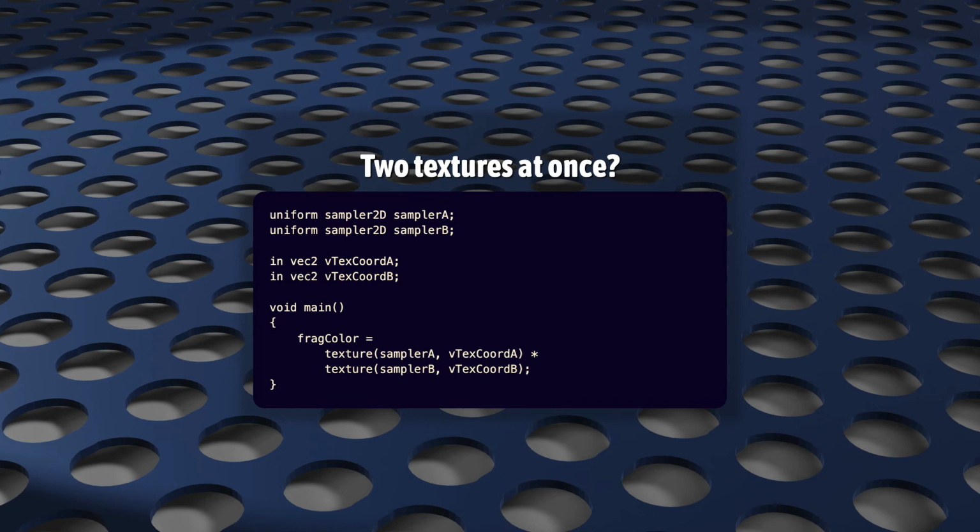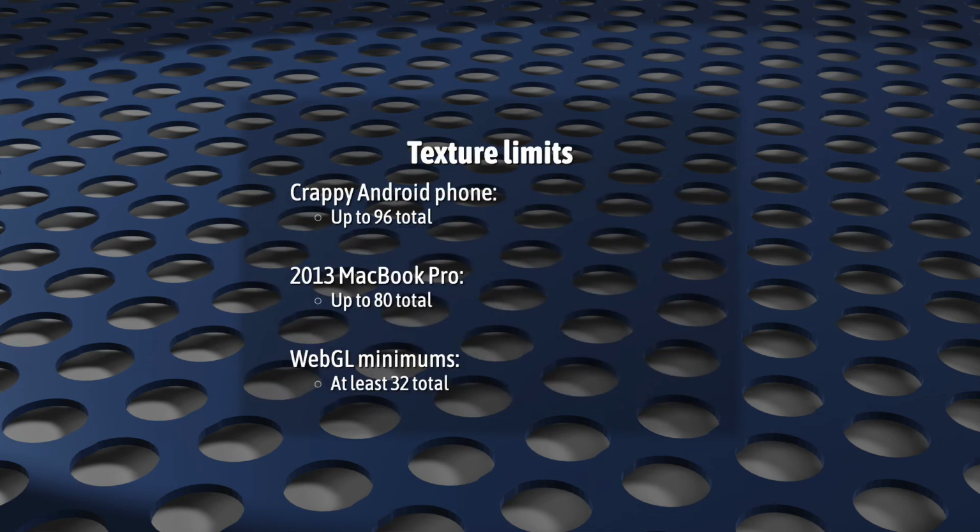It's WebGL's way of letting you keep track of the different texture images that you want to use in your application. The number of texture units you can have is not unlimited, and the exact number varies, not by browser, but by hardware. It's a GPU limitation. My crappy Android phone allows 96, my 8-year-old Mac allows 80. Currently, I think WebGL guarantees you at least 32 total texture units.